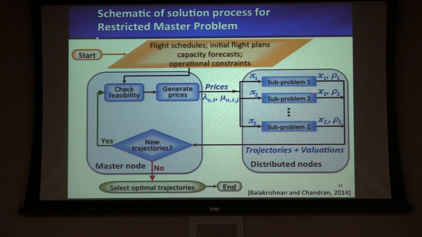And the nice thing about this is every airline can solve this internally, right? So I know how much those prices are for those resources. I can decide that I can fly a different route for one of my aircraft and do better, and then you come back with new trajectories and new valuations.